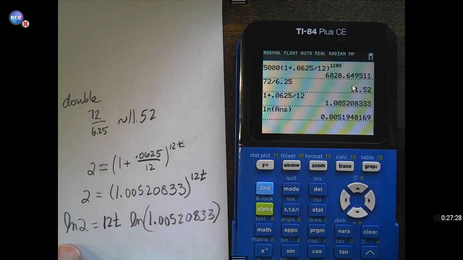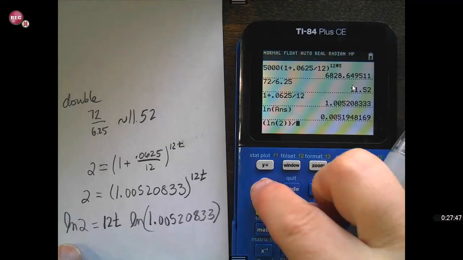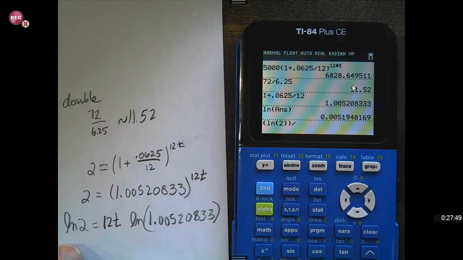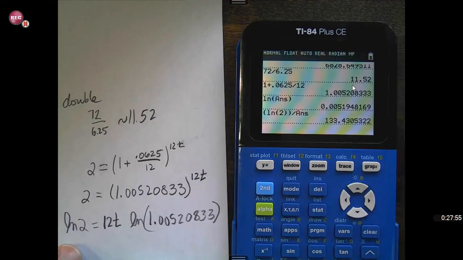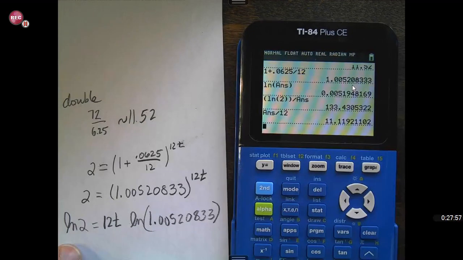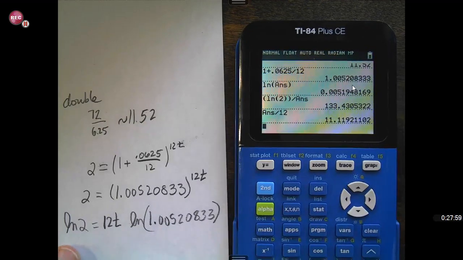Now I want to take the natural log of 2 and divide by that. So I'm going to put parenthesis, natural log 2, parenthesis, divided by the answer I got up here. So again, I go second, negative symbol, which is the answer, and hit enter. I'm going to divide that by 12. My answer is 11.12.